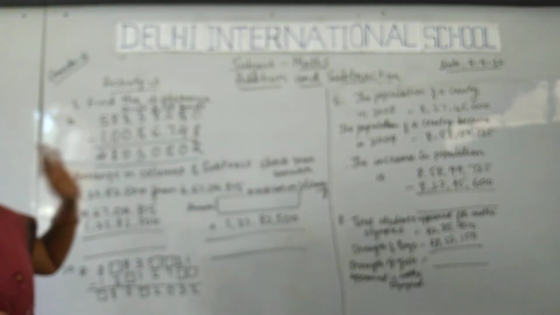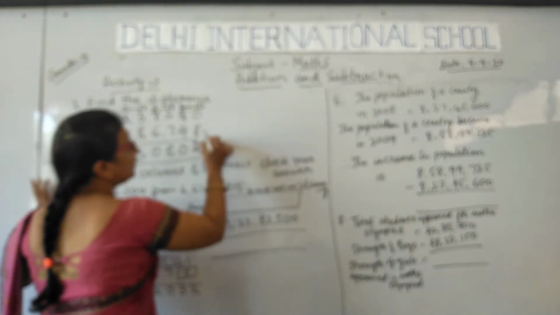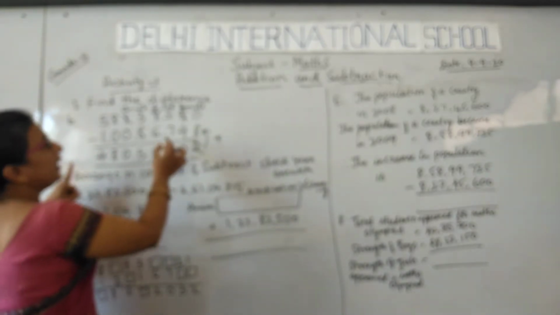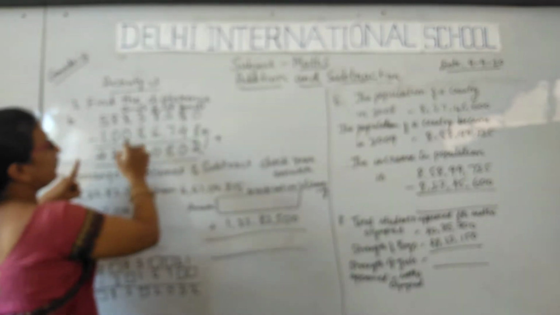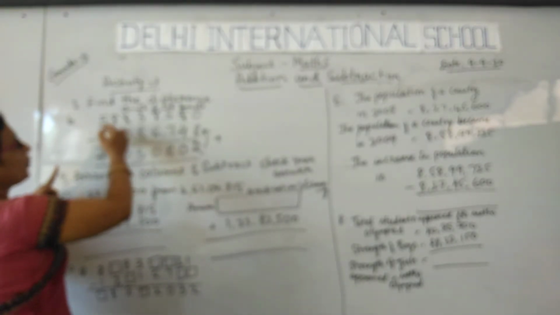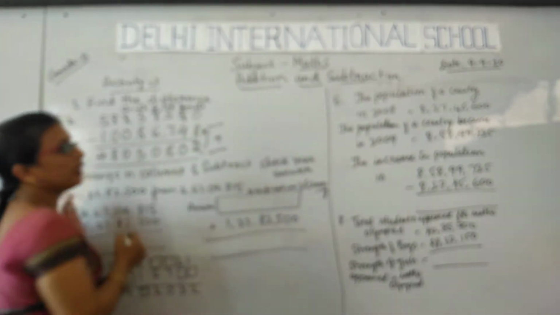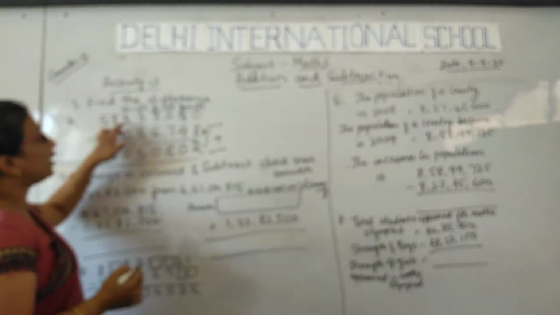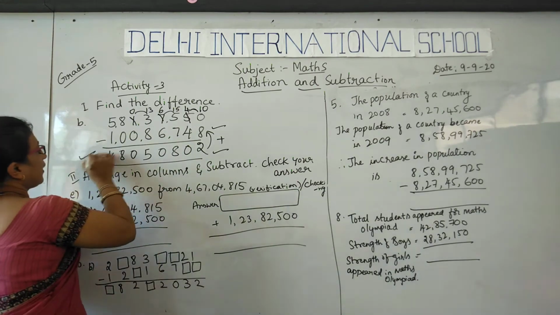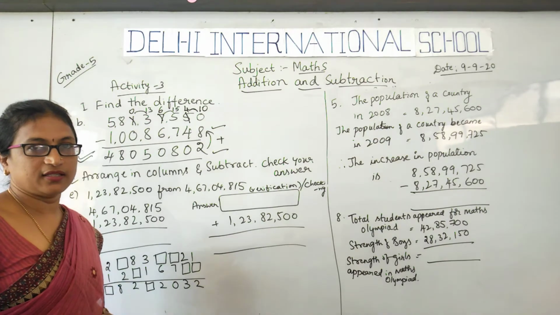To check whether I have done it correctly or not, you have to add these two. 8 plus 2 is 10, 0, 1 carry. 4 plus 1 is 5. 8 plus 7 is 15. Carry 1, 8 plus 5 is 13, 1 carry. So if we add these two numbers and we get the same number as in the first line, then I have done it correctly. So this is the way of doing subtraction and then verifying the answer.